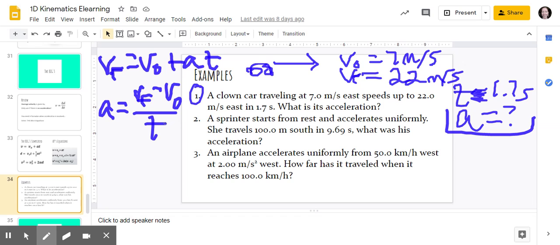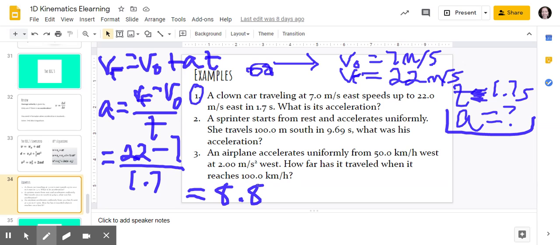So now I have this equation. I know my final velocity, it's 22 meters per second. I know my initial velocity, it's 7 meters per second. And I know my time, it's 1.7 seconds. So again, be careful following order of operations when you're doing this. You do 22 minus 7, and then divide that by 1.7. So that gives me an acceleration of 8.8 meters per second squared.